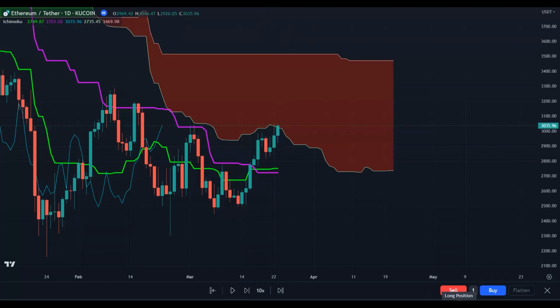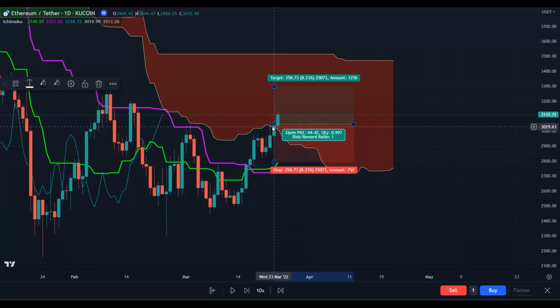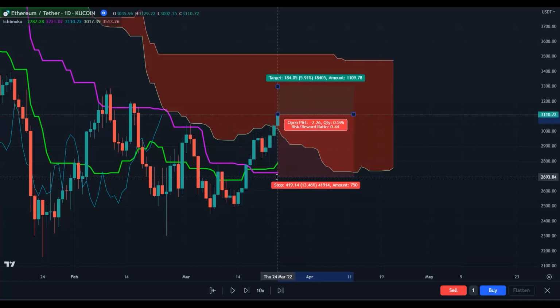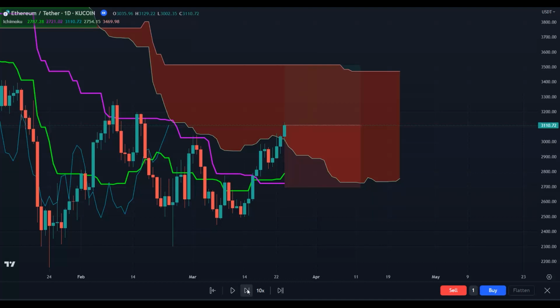Okay, it depends on you. So here is your long position. Usually I prefer to see another candle, for example, like this. It's more trustable here. I'm going to put my stop loss below the flat Kijun-sen, and your target will be at the top of the cloud. Okay, let's see what's going to happen.